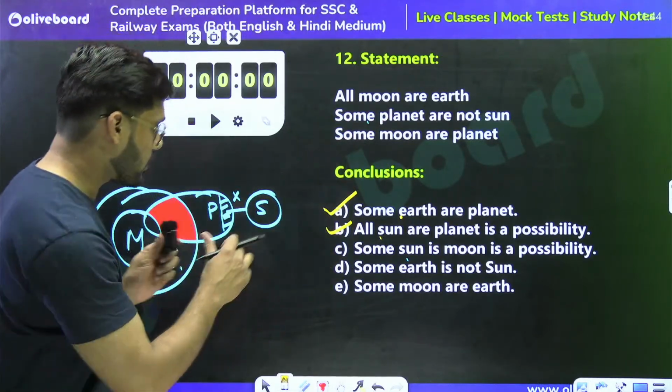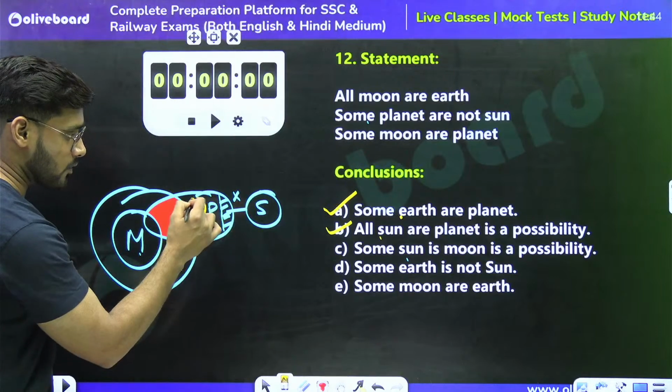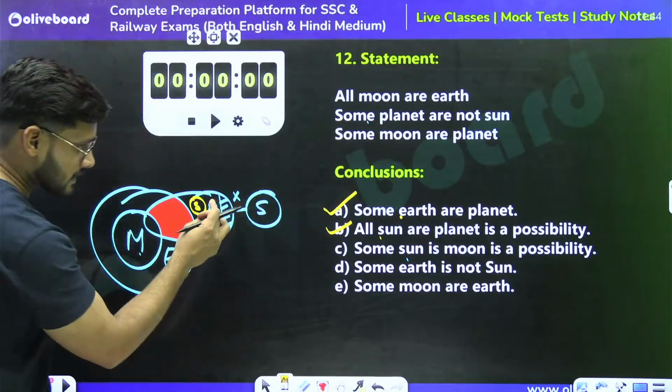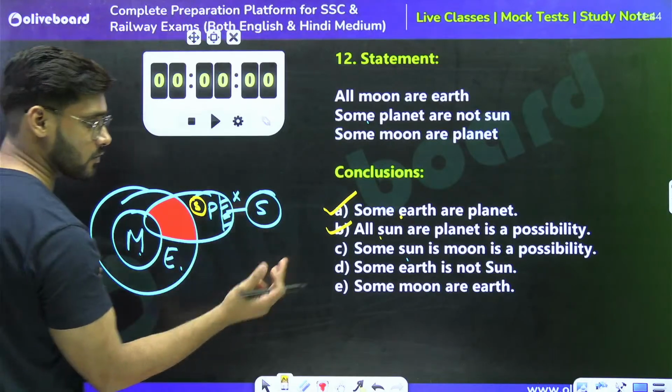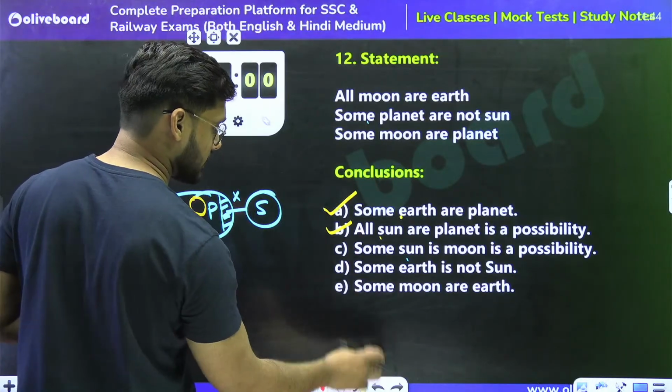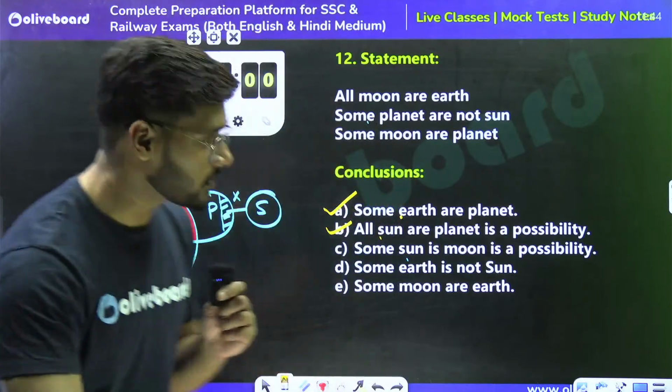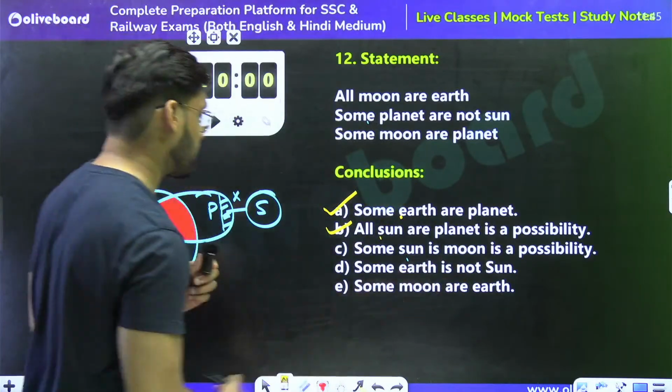But all this sun can come inside planet like this, and our statement was some planet are not sun, so still some portion of planet is not sun. So this conclusion is also true. Next, third one, some sun is moon is a possibility.